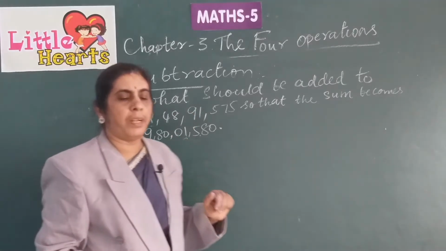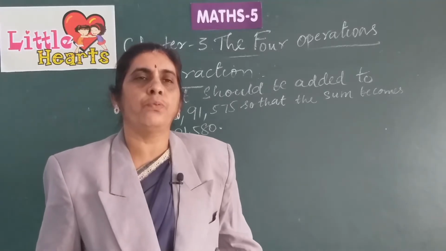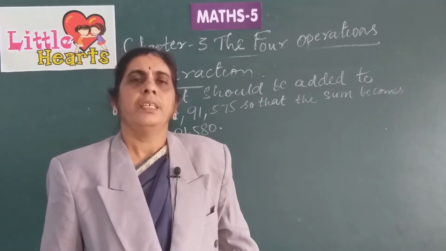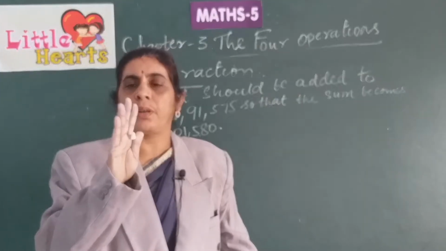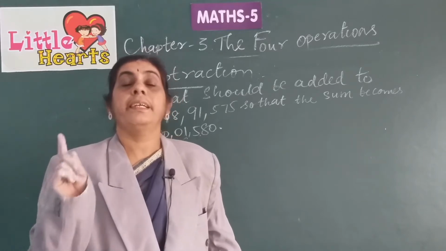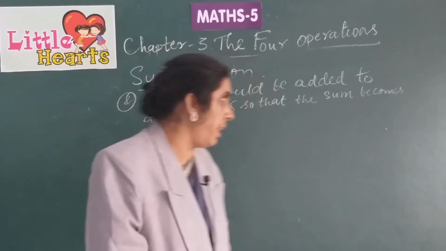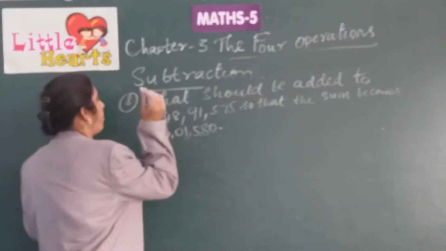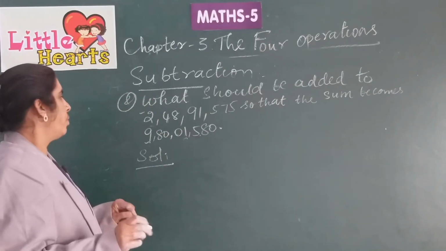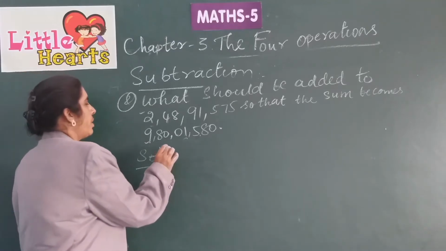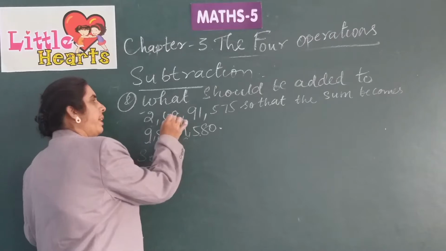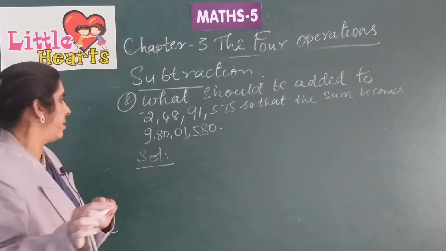So, for example, what should be added to 6 to become 10? How do you say 7, 8, 9, 10, 4? How did you get the 4? By using 6 and 10, 10 minus 6. In the same way, 2 crores should become 9 crores. How should we make it? So what should we do? We should subtract from this number. We get what number should we add?